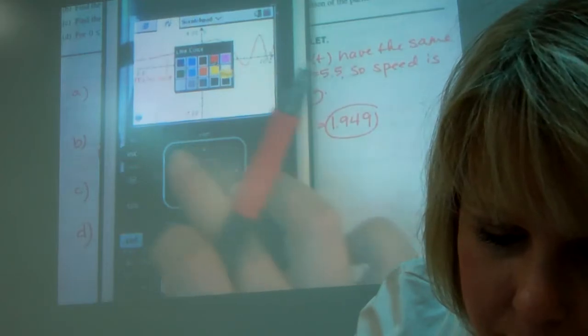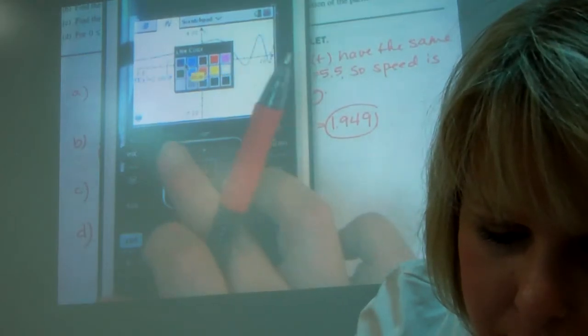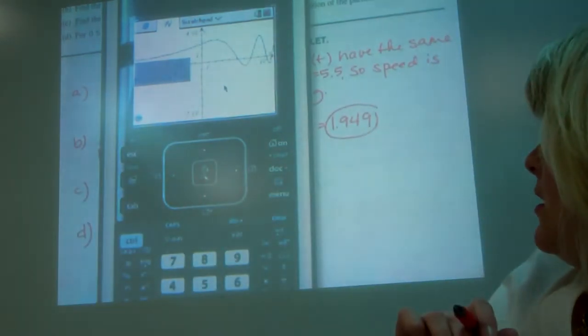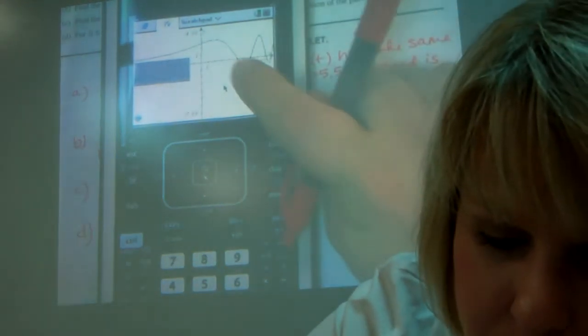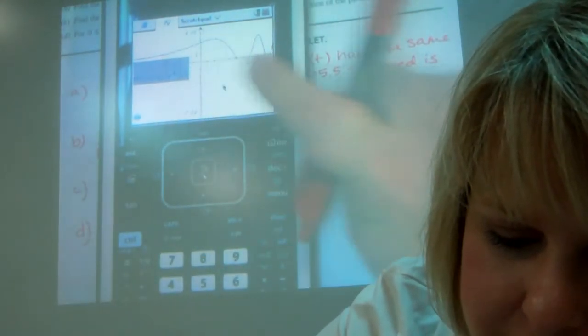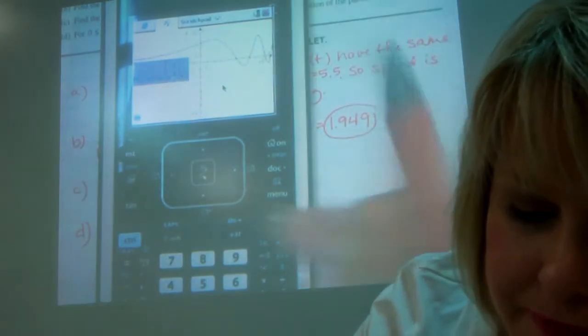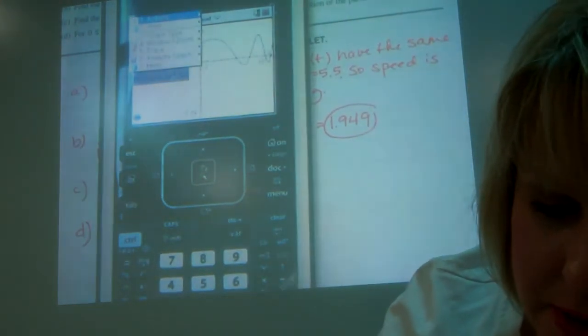Maybe make it a different color so it's easier to see. Okay. So I'm only concerned about this one spot right here, because that's the only one that's in the time interval that I'm looking at. 1, 2, 3, 4, 5, 6. Yeah, that one right there. So I'm going to find that, where that is.